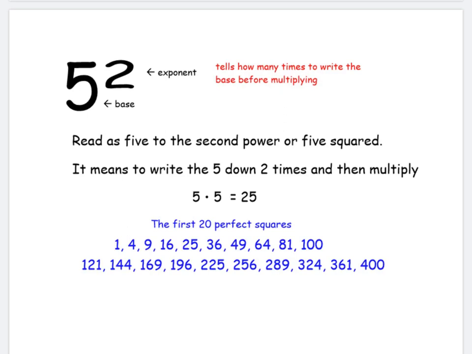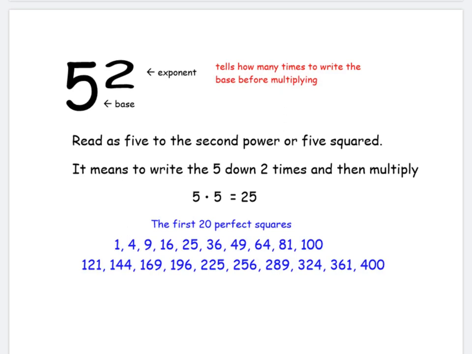So if we're looking at reading this, that would say 5 to the second power, or because the exponent is a 2, you could say it as 5 squared. So basically it means to multiply 5 by itself 2 times. So 5 times 5 gives you 25.